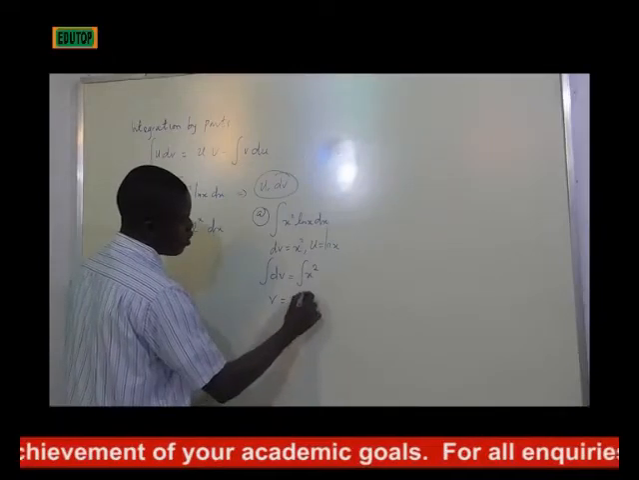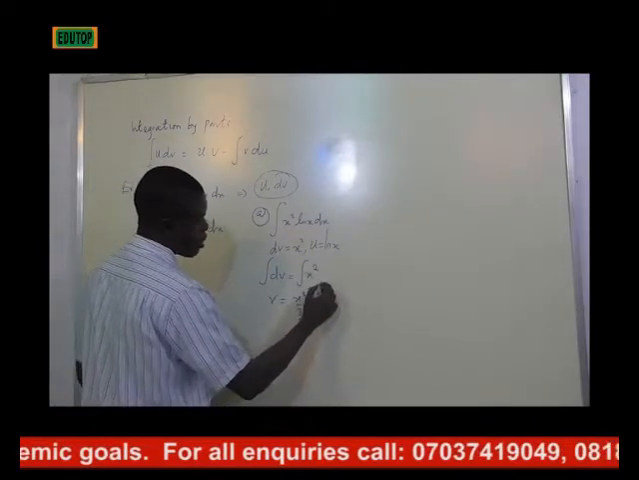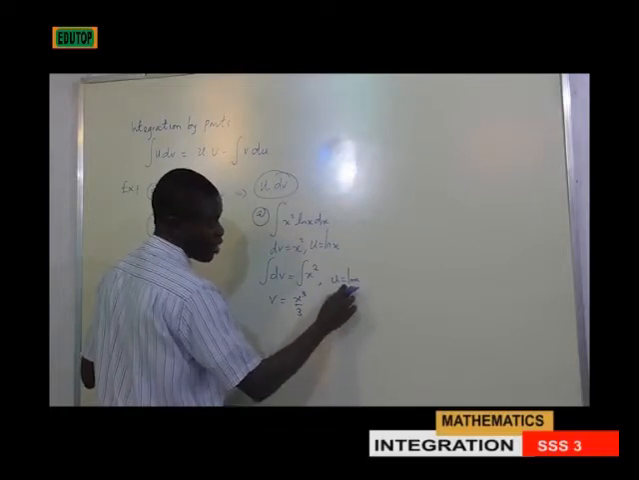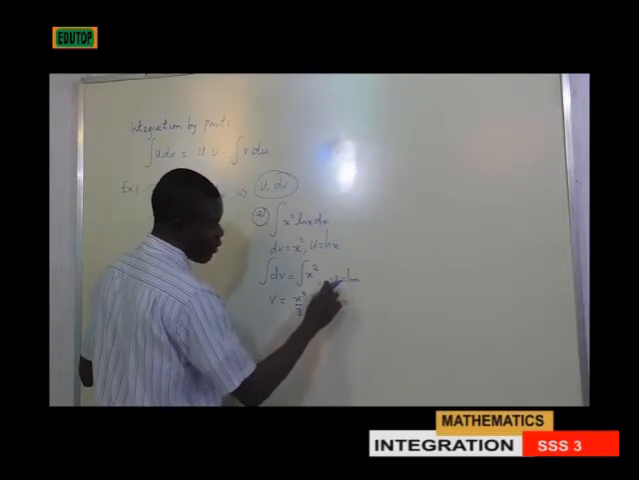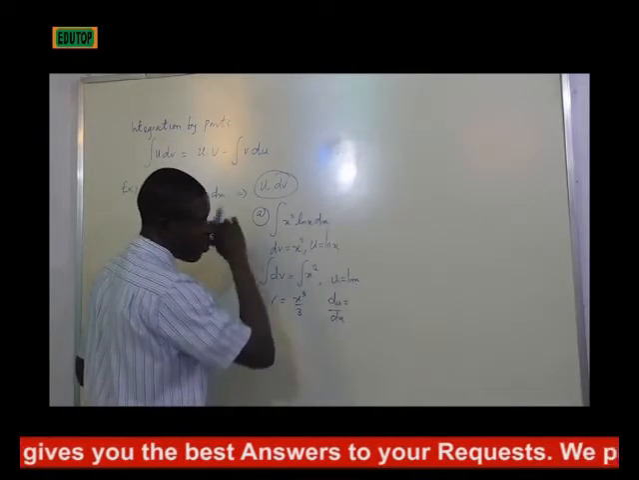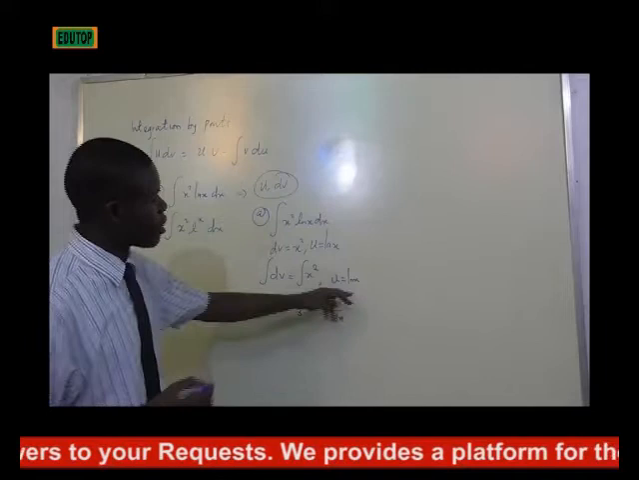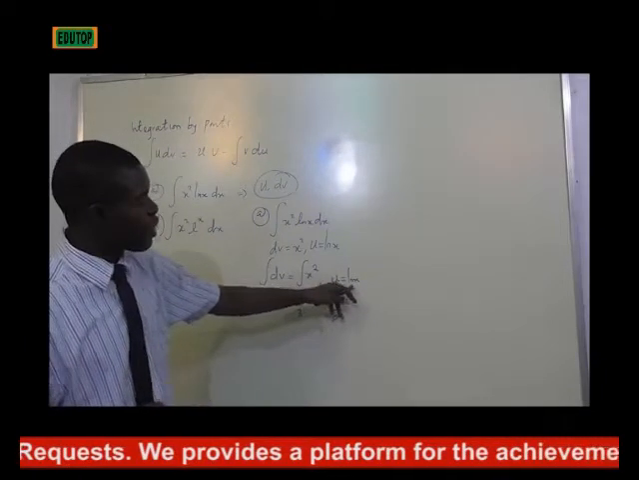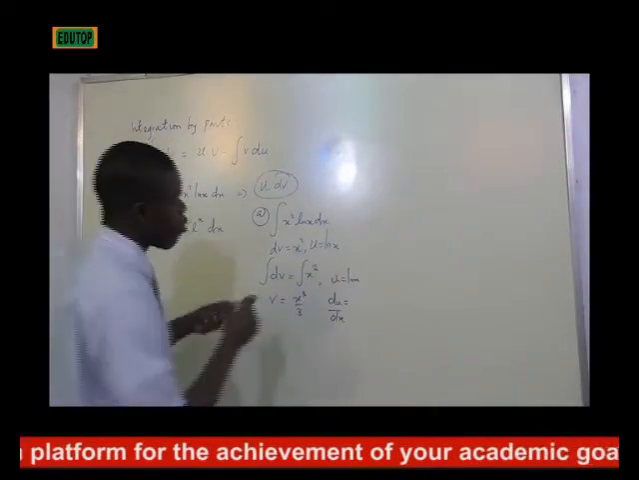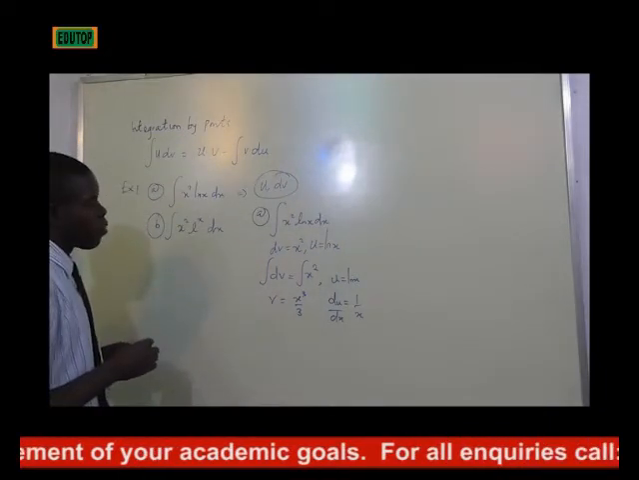If I integrate this, I will have x cubed divided by 3. Then if I differentiate this, u is ln x. So if I differentiate u with respect to x, remember one of the identities that was given in the previous class: if you differentiate ln u, we are going to have 1 over u. So if I differentiate ln x, I will have 1 over x.